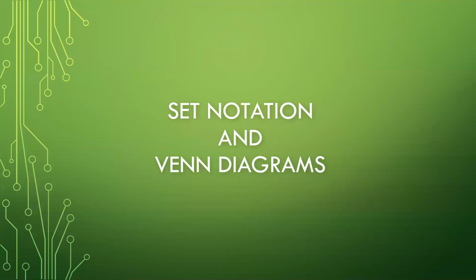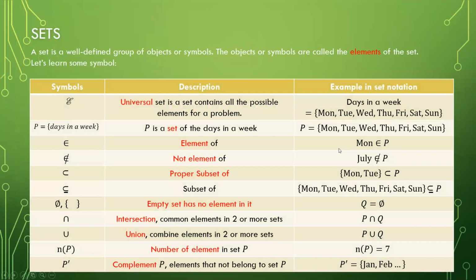Hi, this is the chapter on set notation and Venn diagrams. I'm re-explaining this again in case you still don't know how to do it. Okay, let's get started. Firstly, we need to know all the symbols of sets.